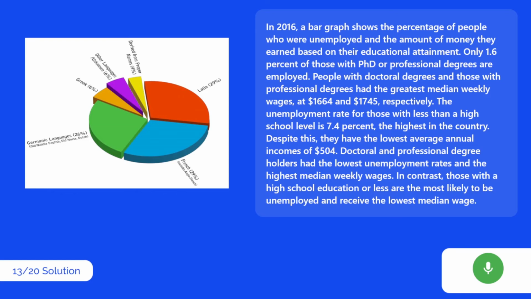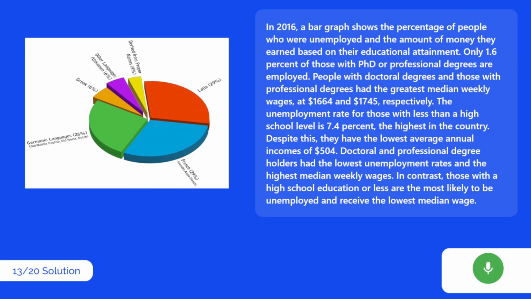People with doctoral degrees and those with professional degrees had the greatest median weekly wages, at $1,664 and $1,745, respectively. The unemployment rate for those with less than a high school level is 7.4%, the highest in the country. Despite this, they have the lowest average annual incomes of $504.